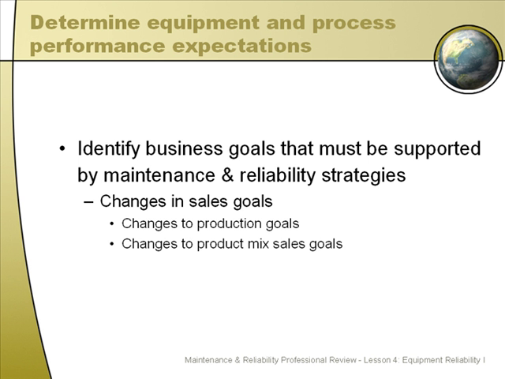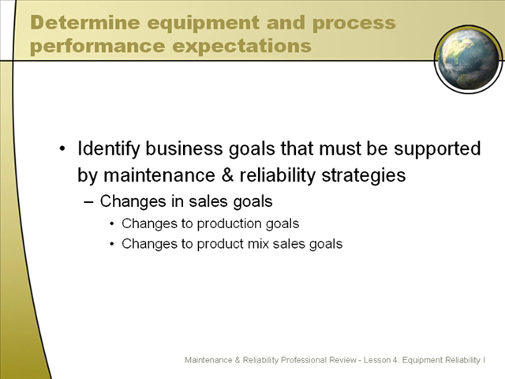The first objective for today would be to determine equipment and process performance expectations. And to kick that off, we need to identify business goals that must be supported by maintenance and reliability strategies. This should sound familiar because it's the same thing we talked about in Lessons 1 and 2 of business and management, except now we're talking about specifics. We're going to take a look at changes in sales goals. If the organization is looking at changing the way they market and sell their products, we need to know about that and we need to react to it in a proactive manner.